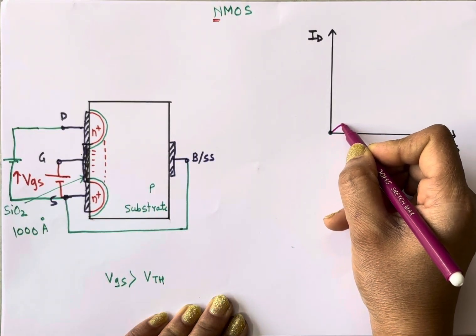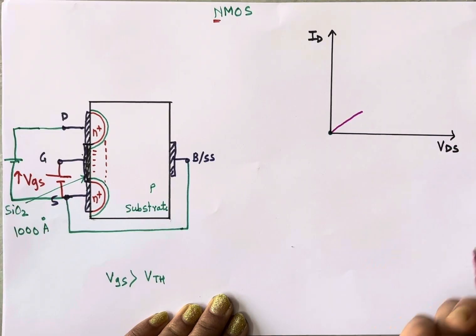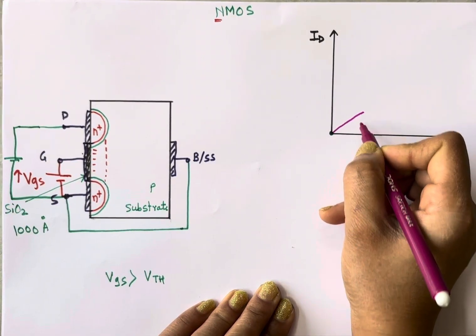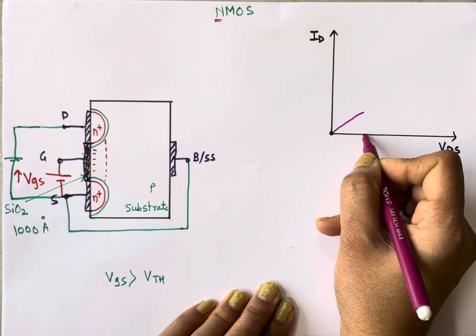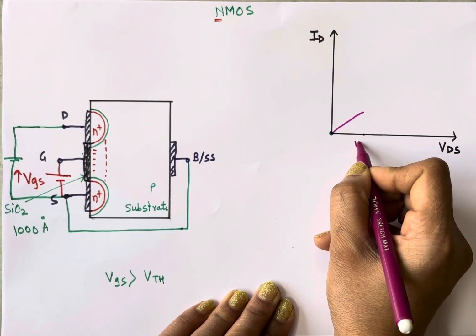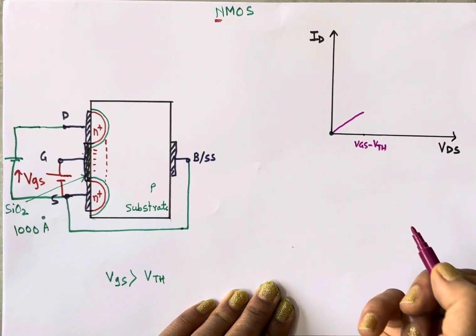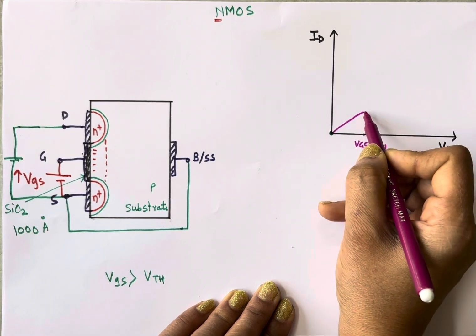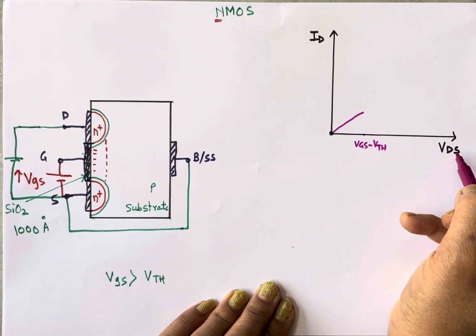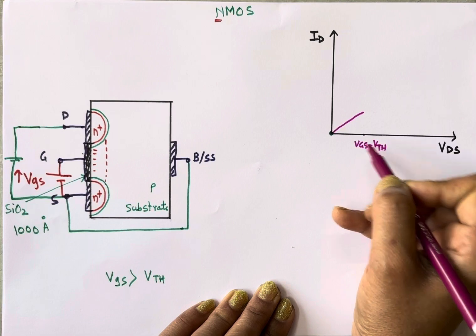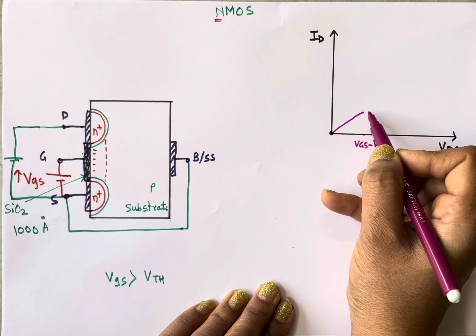So current also increases linearly up to this point, where the voltage is VGS minus V threshold. At this point, the voltage between drain and source is the same as VGS minus V threshold. Then current increases linearly.